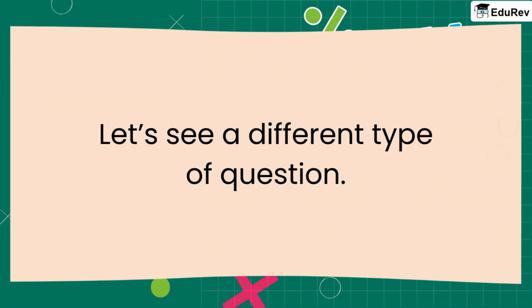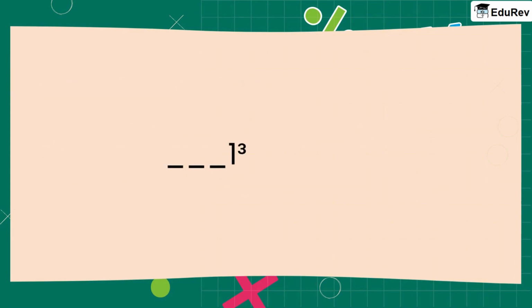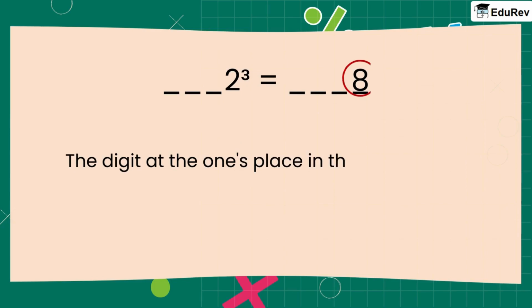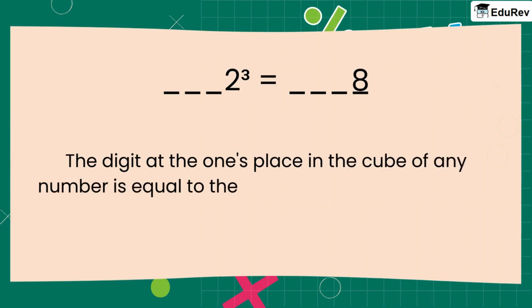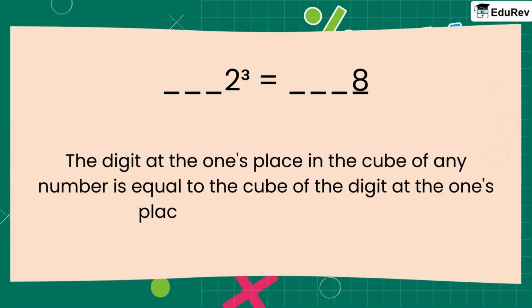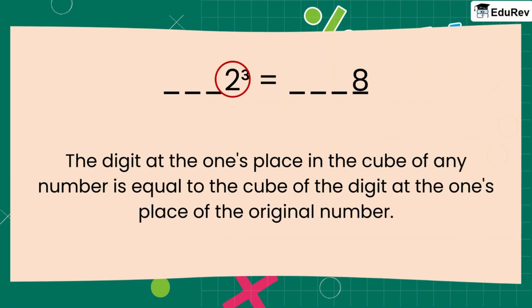Let's see a different type of question. If you calculate the cube of any number which has 1 at its ones place, what do you think will be the digit on ones place of the cube? Correct, it will be 1. Similarly, if you calculate the cube of any number which has 2 at its ones place, it will have the digit at ones place equal to 8. So, the digit at the ones place in the cube of any number is equal to the cube of the digit at the ones place of the original number.